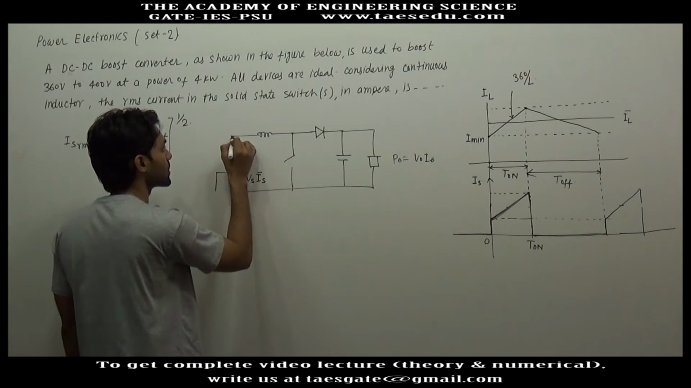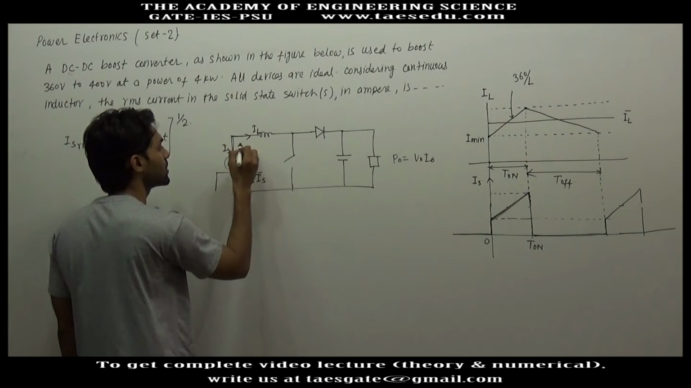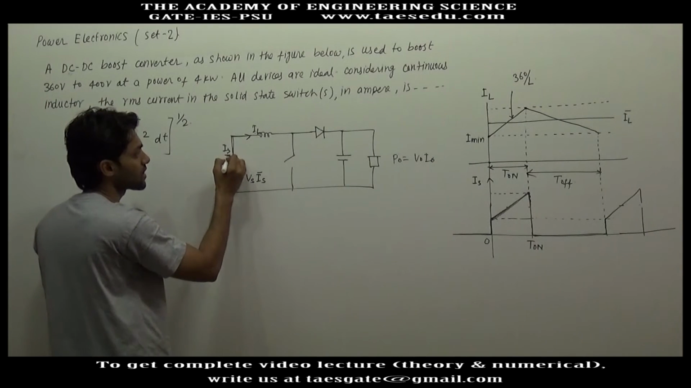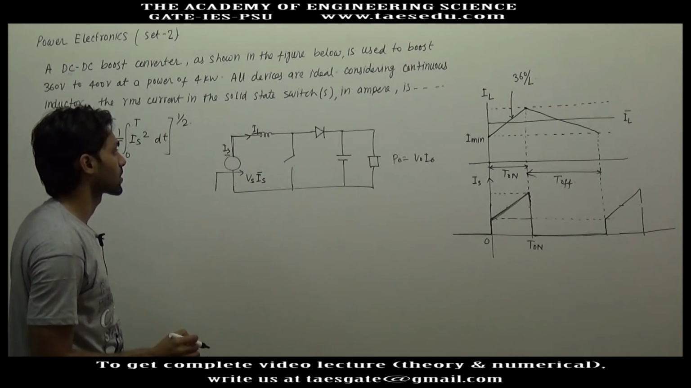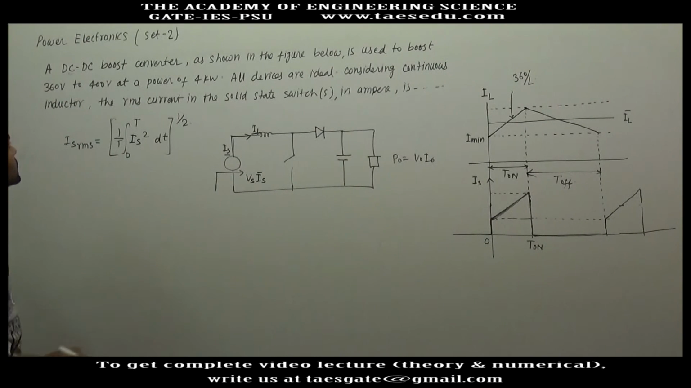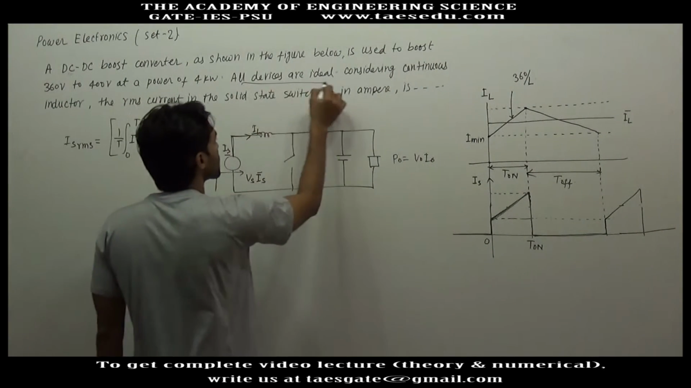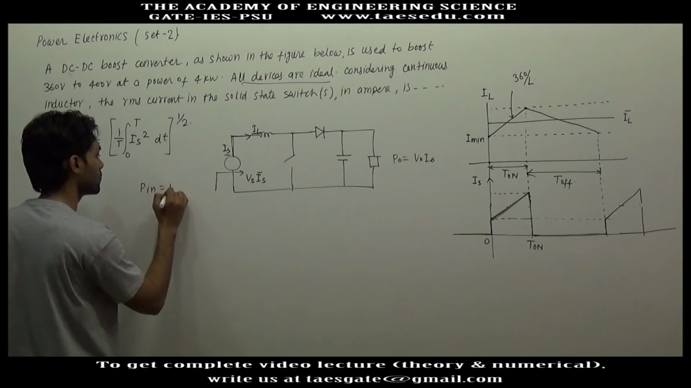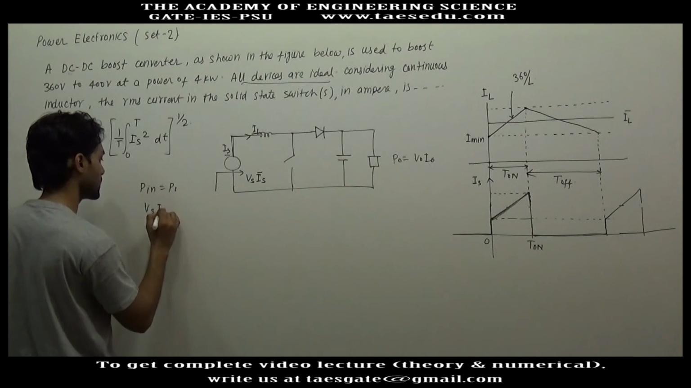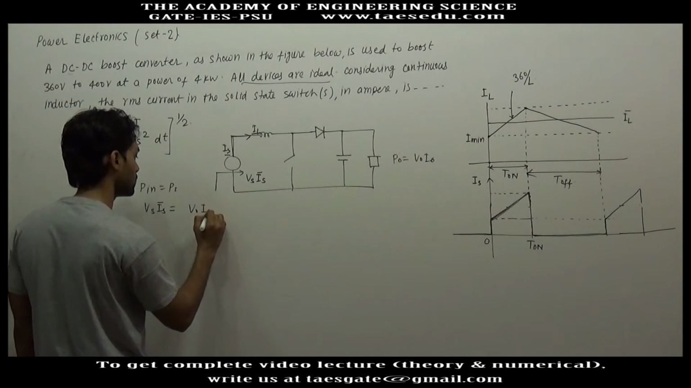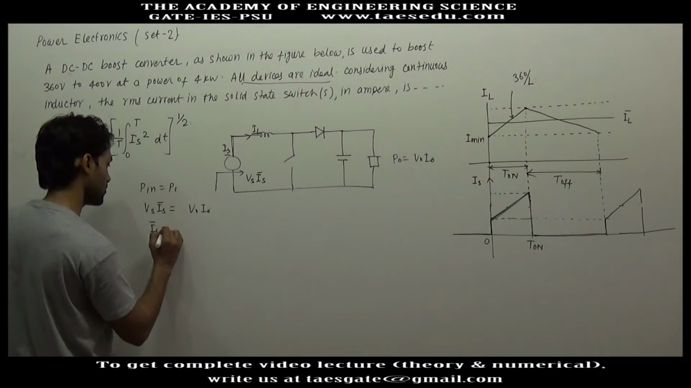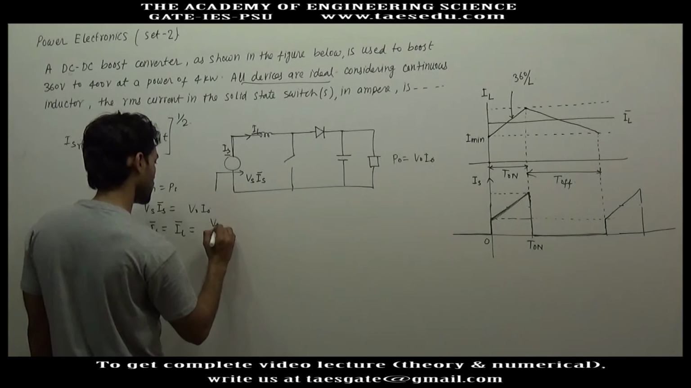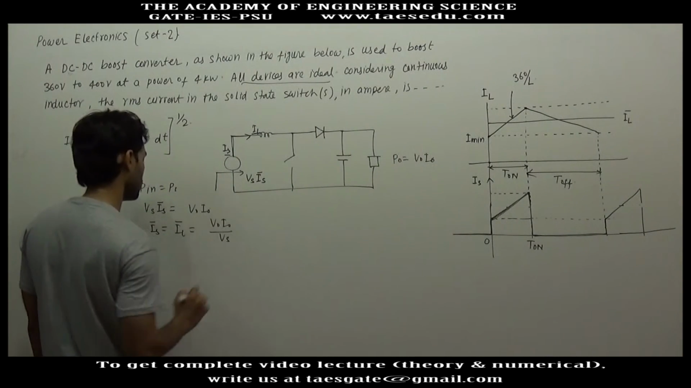The source current is always equal to the inductor current. In the circuit diagram, this is very obvious. Now all the switches are ideal. In the question it is given all the devices are ideal, so there will be no power loss. If there is no power loss, input power is equal to output power, so Vs into Is average is equal to V0 into I0. So Is average, which will also be equal to the average inductor current, will be V0 I0 divided by Vs.